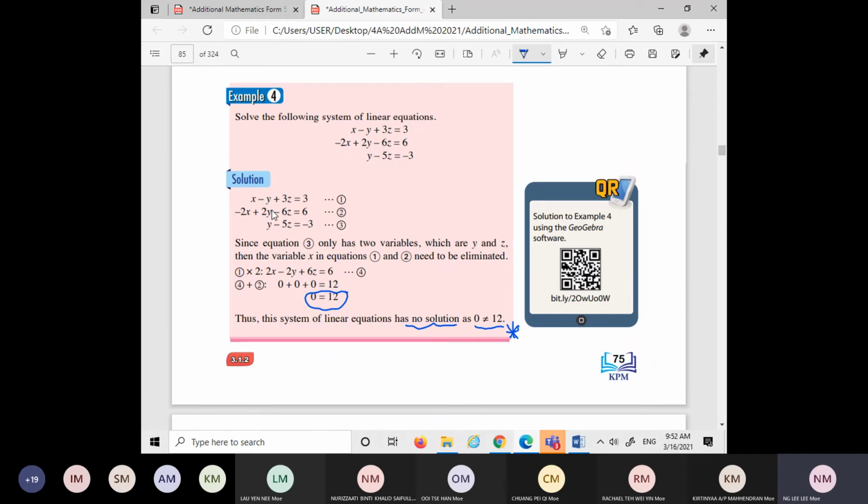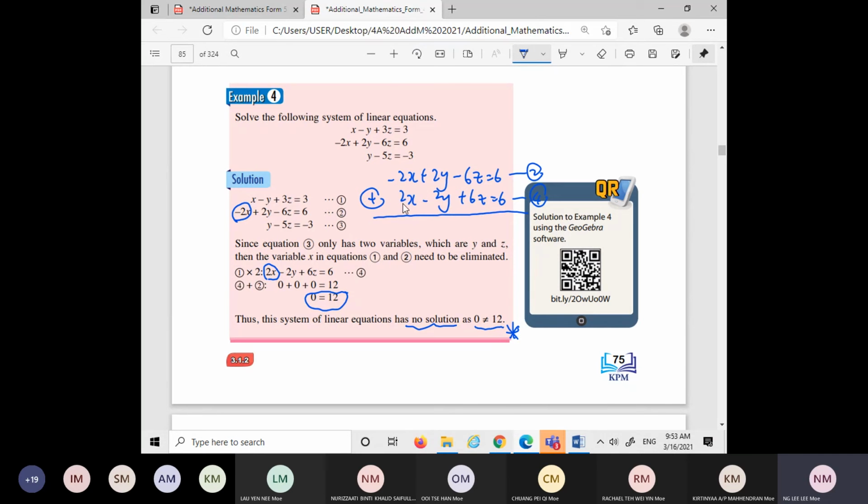So how do I eliminate it? The first equation I have to times 2. This is what I get. First equation times 2. Then you see this is positive, this is negative, so these two equations are going to add. So I write out here the second equation, and this is the fourth equation. Because of the different sign, I'm going to add.